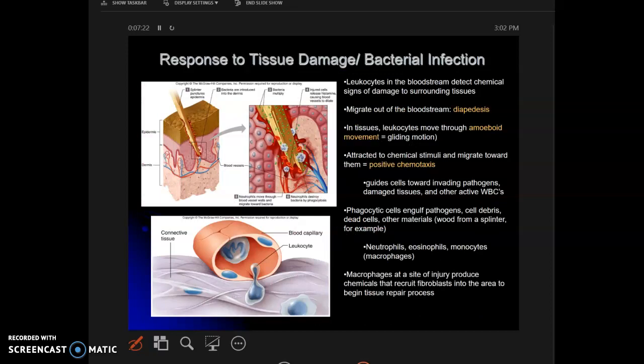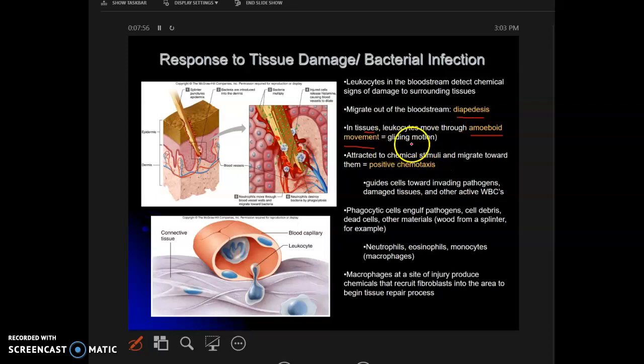All right, so, response to tissue damage. Now, the white blood cells are very unique, of course, as you know, in that they have a nucleus and they have organelles, right? So they differ from RBC. RBC also has a pigment. Do they have a pigment? No, they don't have a pigment. So here they can migrate out of the bloodstream, and this is called diapedesis. Two, they are able to have a gliding motion, which is called amoeboid movement in the tissue. So in the tissues, they glide through amoeboid movement.